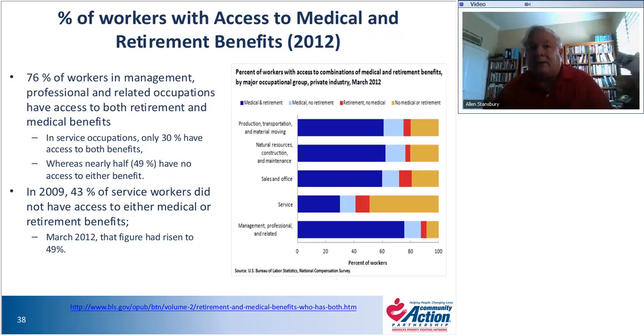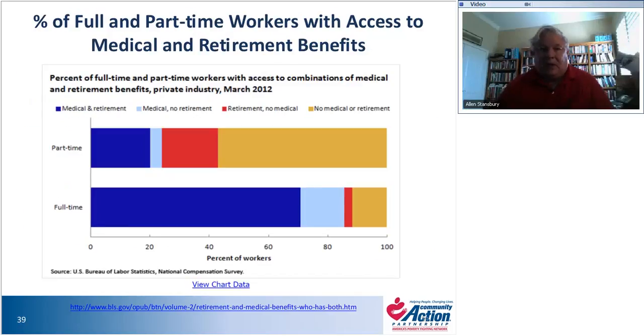Going on to the next slide here, this is a graphic showing percent of full-time and part-time workers with access to combinations of medical and retirement benefits in the private industry. And you can see the biggest portion of this graphic for part-time is that maybe 60% of the workers have no access to medical or retirement, and a minor amount, less than 20%, receive medical or retirement. And full-time is quite the reverse. Almost 70% of full-time have medical and retirement, and a small minority of about 15% have no medical or retirement. Just to kind of show you how this works.